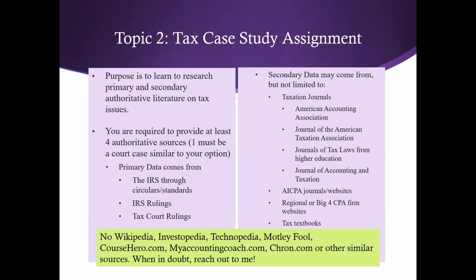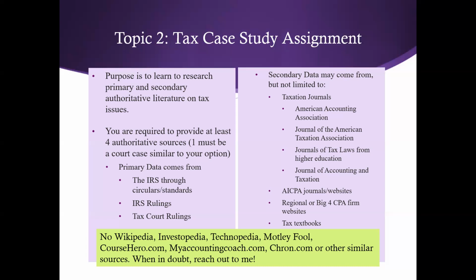Secondary data can come from a variety of sources, and I've included a few of these. So it's not limited to this, but we would have taxation journals. And here are a few. There are probably more taxation journals out there to use. The ASCPA journals and websites, regional or big four CPA firm websites, and tax textbooks.